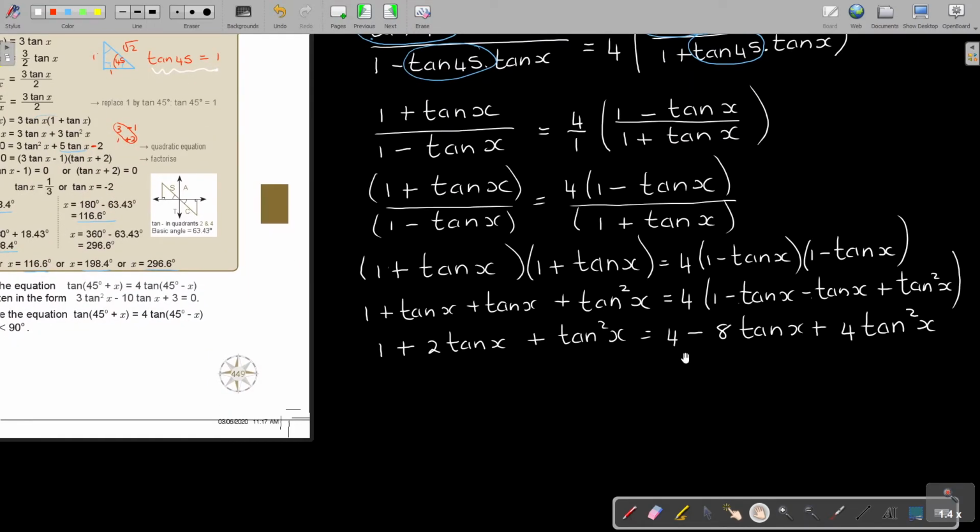Now what do I do? I just take everything to one side. Because I want the tan squared x to be positive, I take everything to this side. So I'm going to put my 0 here. Usually I put it underneath, but in this case it's going to be better. So it was the 4 tan squared x, not plus, sorry, do you see it's coming over? So it's going to be minus tan squared x.